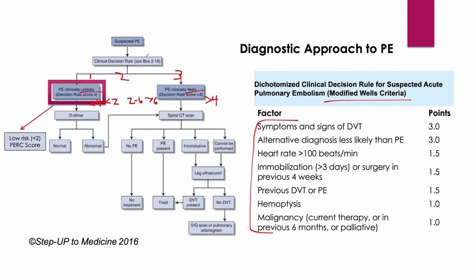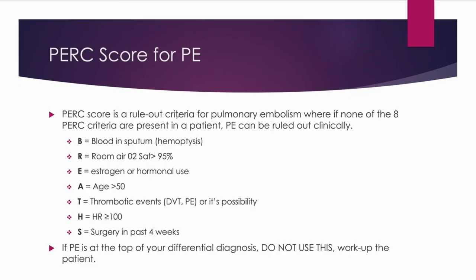All right, and if you were going to use this modified Wells criteria, PERC would be considered here if your risk score is less than two, same as in the other algorithm. That's why I tend to use the other one better, because that low risk group runs through the PERC score automatically. Here you have to kind of think about it. Cool? Awesome. So let's look at the PERC score again.